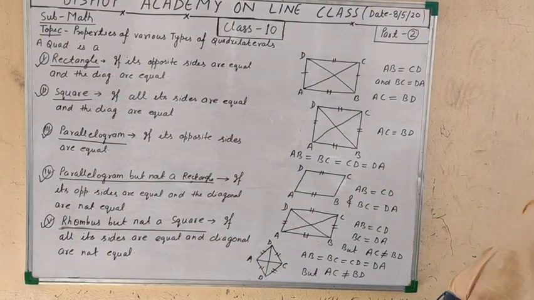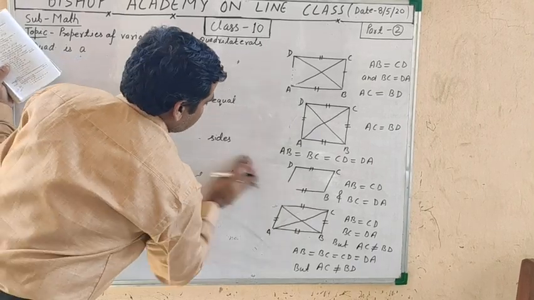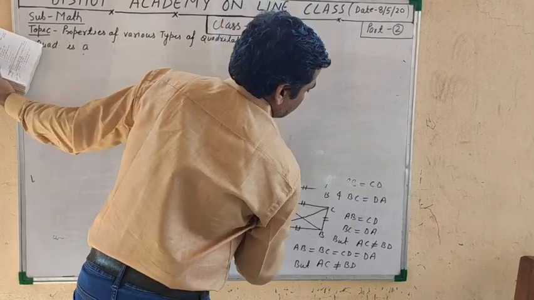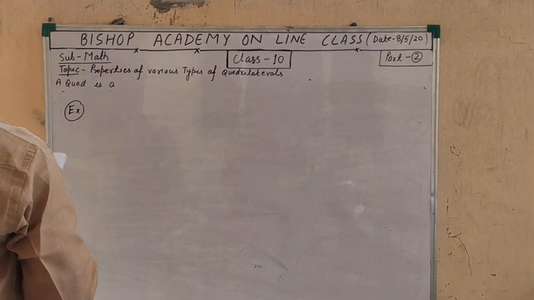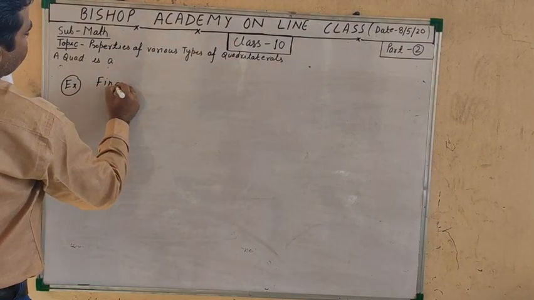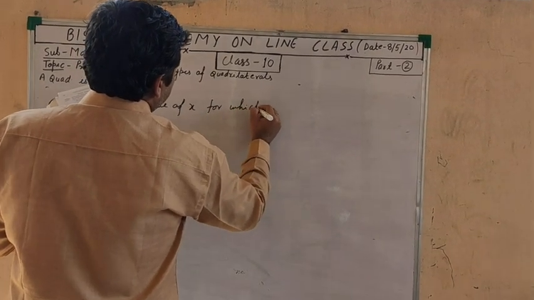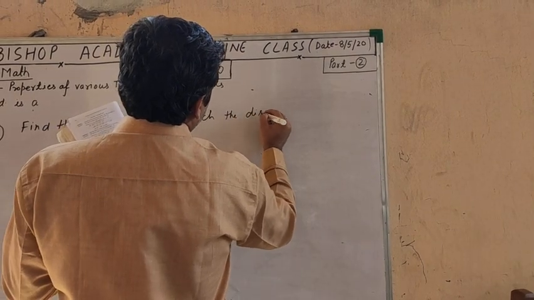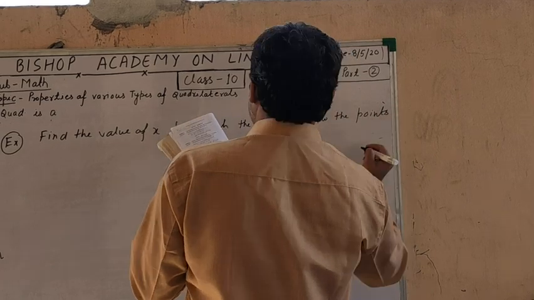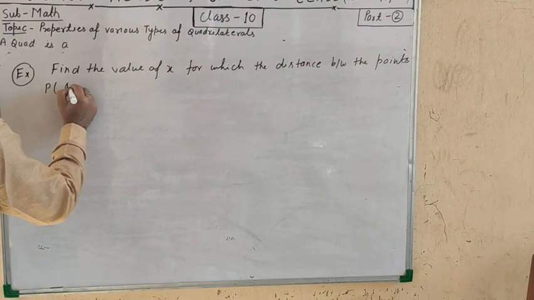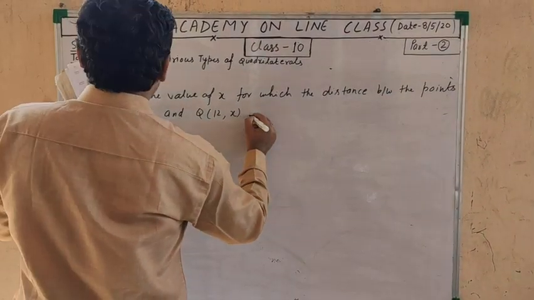Some examples. Example: Find the value of x by which the distance between the points P, whose coordinates are (4, -5), and Q, (12, x), is 10 units.